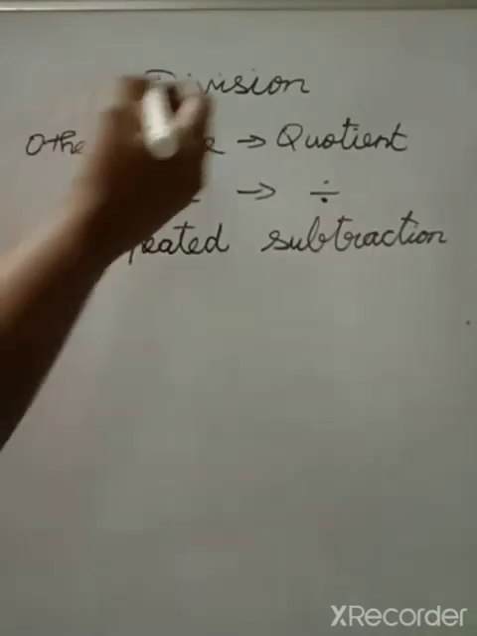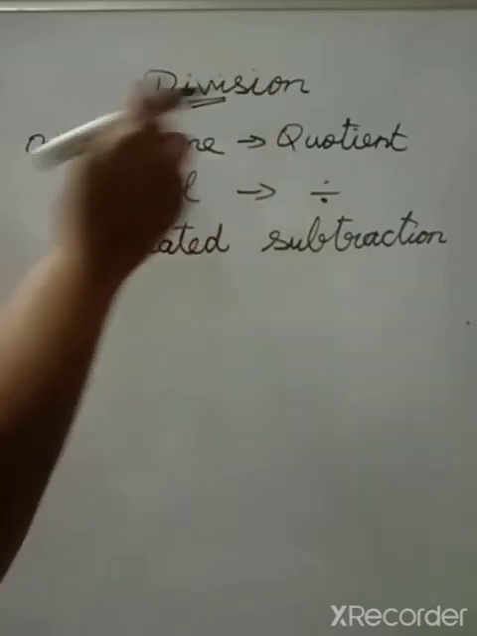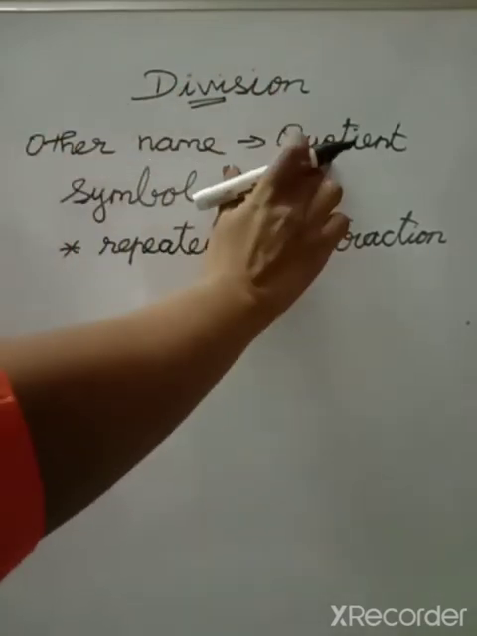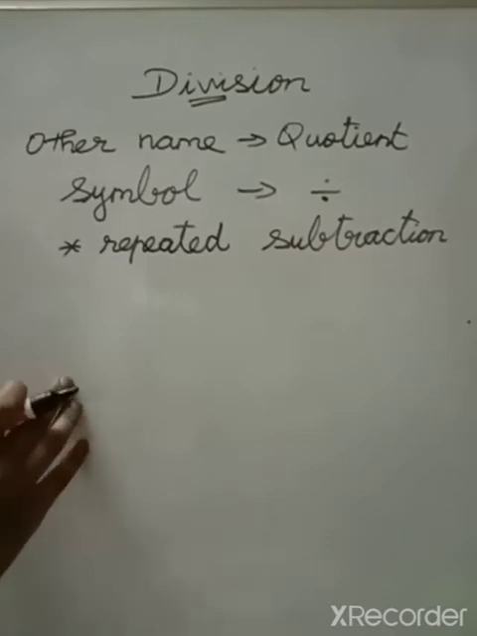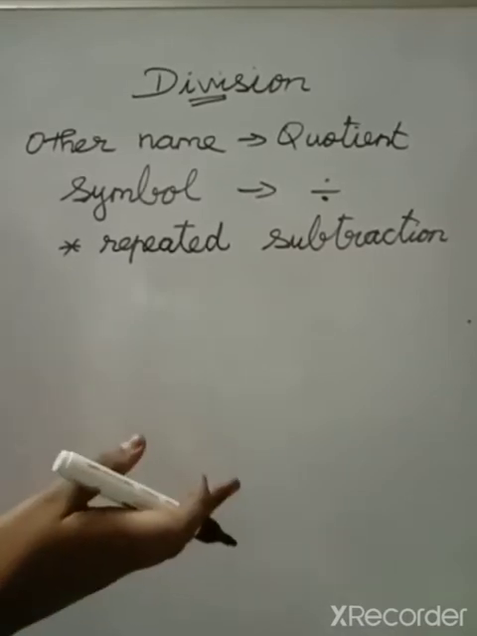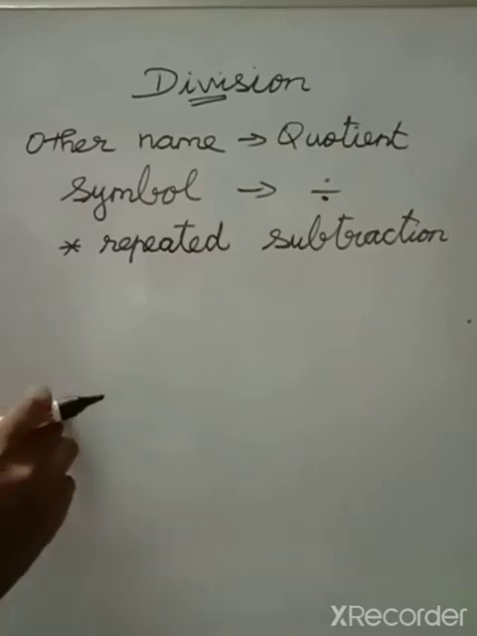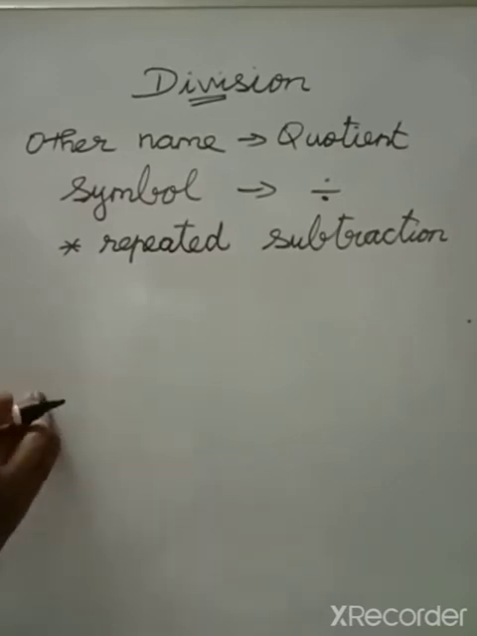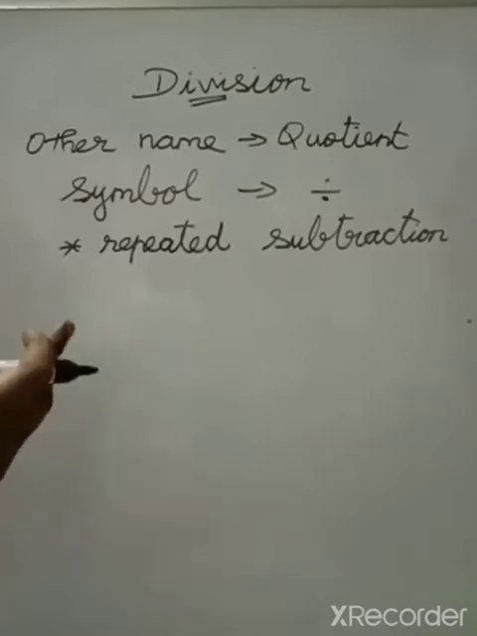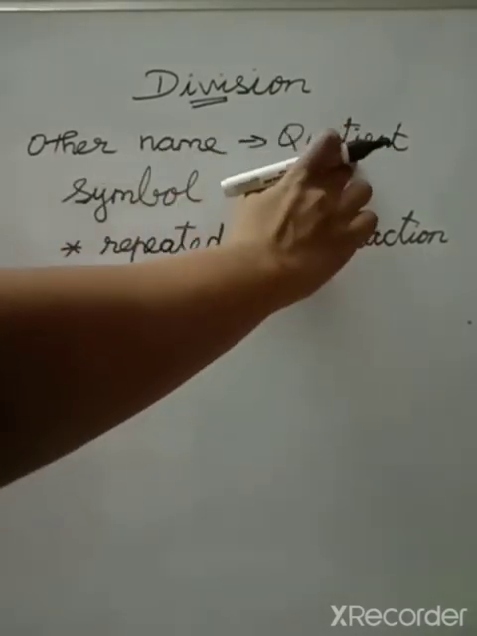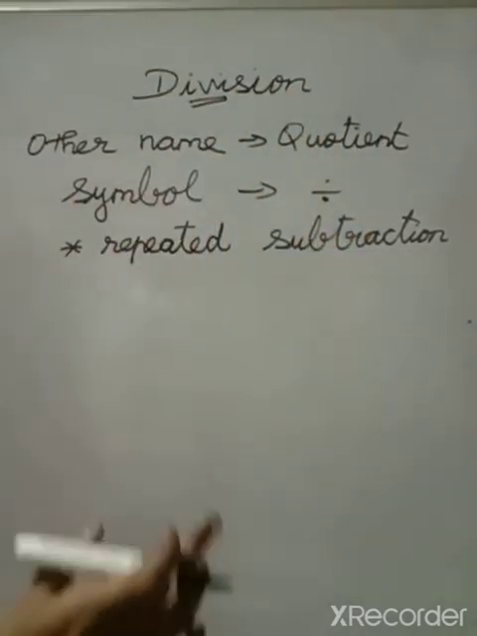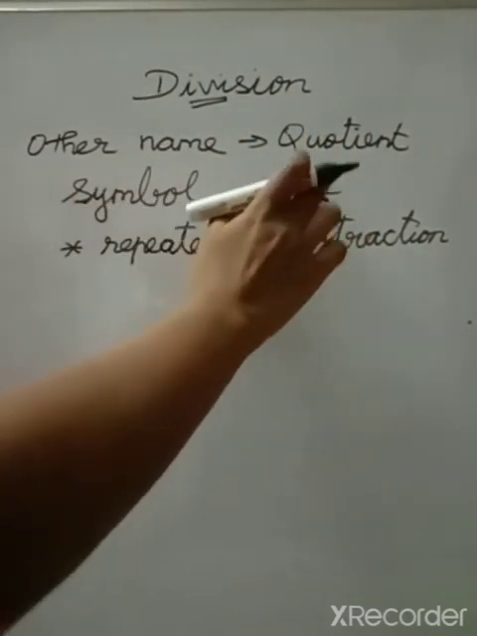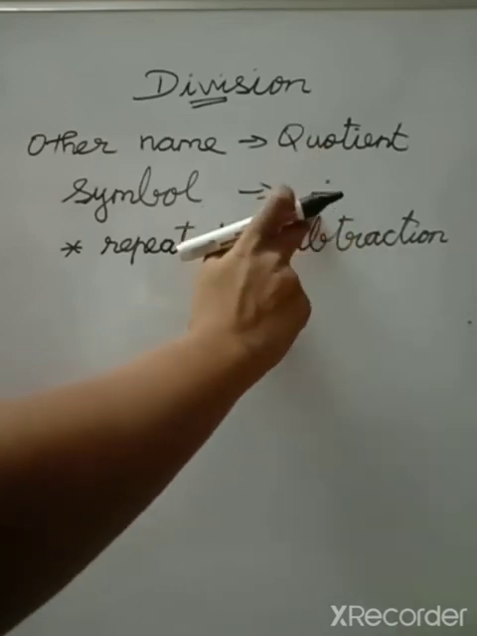So see here, today's topic is division. Division, the other name is quotient. I already told you that all four operations have different names. For addition, it is called sum; subtraction, difference; multiplication is product; and division is called the quotient. Divide the numbers or find the quotient, both questions have the same meaning. And this symbol is called the divide symbol.